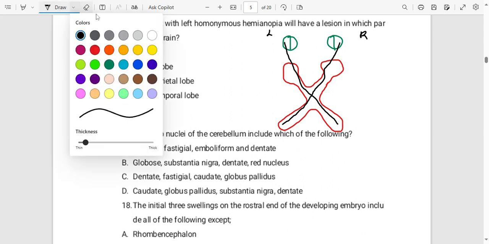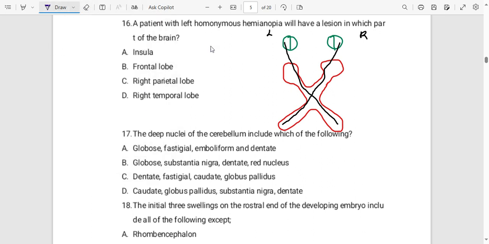And then for the nasal fields, they will maintain the ipsilateral side like that. In this condition, I've got left homonymous hemianopia, meaning that this left side is dead, this left side is dead. So you can see there is actually a lesion at this point if those 2 points are supposed to be dead. So which part is a lesion?